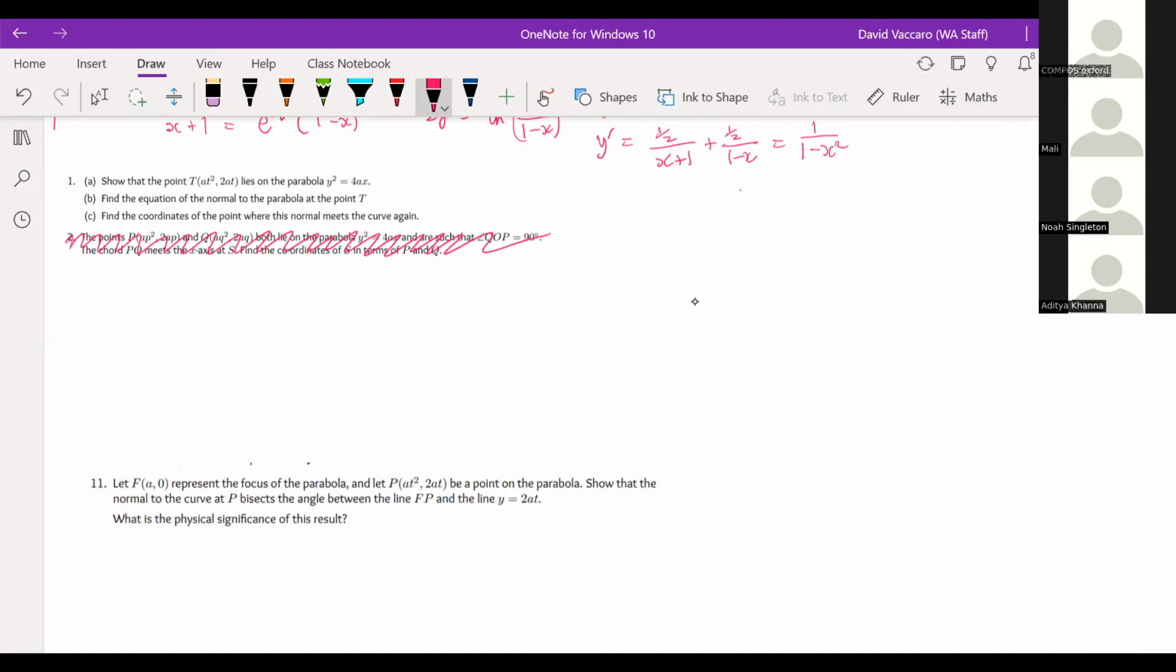Show the point T (at squared, 2at) lies on the parabola y squared equals 4ax. Find the equation of the normal to the parabola at the point T. So how can I differentiate this parabola y squared equals 4ax? Suggestions in the chat. We'll take a vote. But I think there's at least 2 ways of doing it.